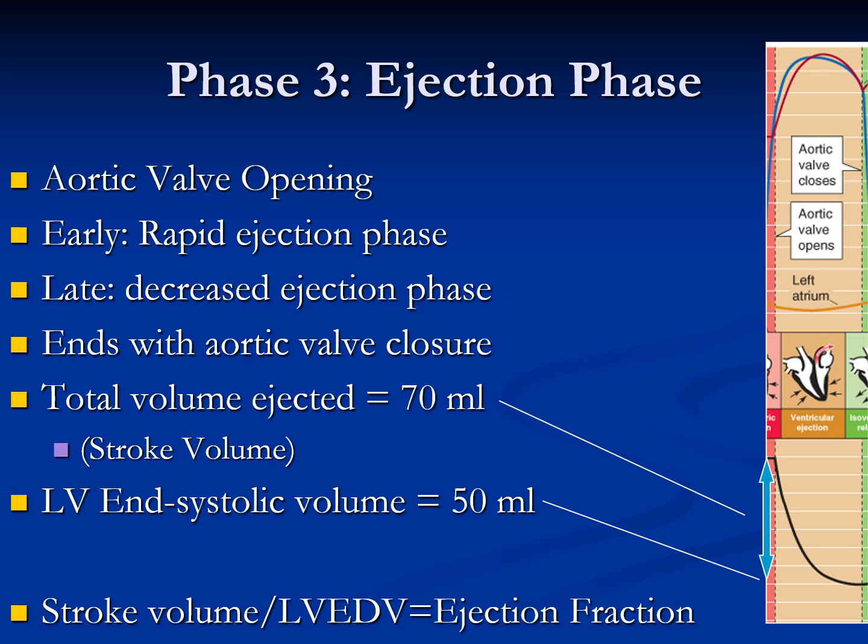Now, an important concept we're going to talk about a lot is whatever percent of the end diastolic volume has been ejected, meaning stroke volume over end diastolic volume, which is called the ejection fraction. So ejection fraction is what percent of the LV end diastolic volume has been ejected. It is stroke volume divided by LV end diastolic volume, and that is ejection fraction.